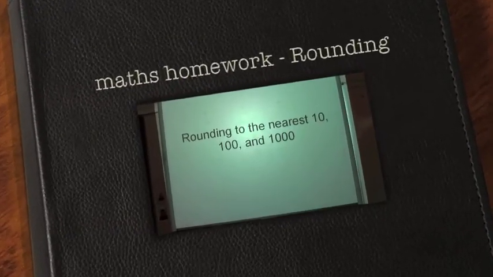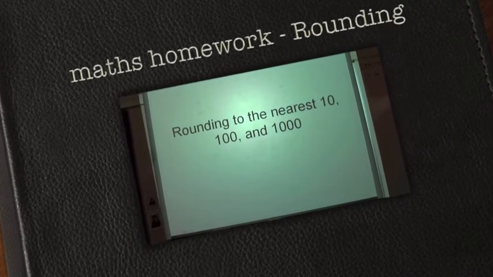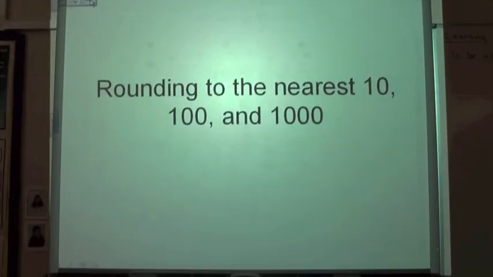Okay, so we're going to review last week's work, which was on rounding numbers. We're going to look at first rounds to the nearest 10, 100 and 1000. It's useful when we're looking at estimations and when we only need an approximate answer.